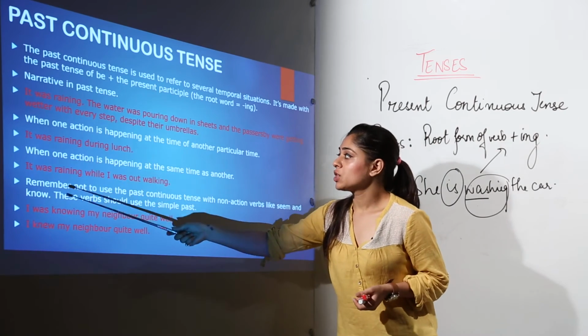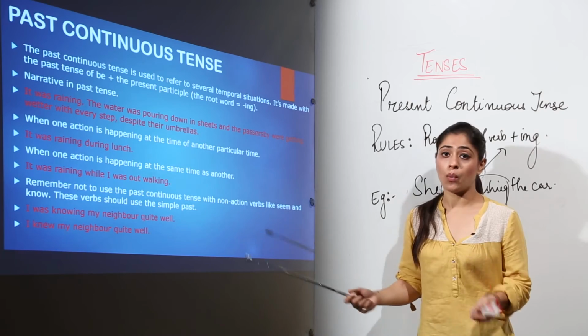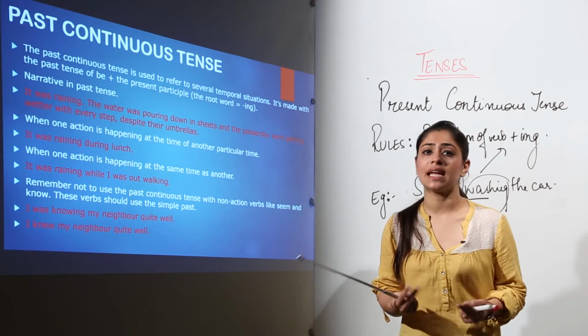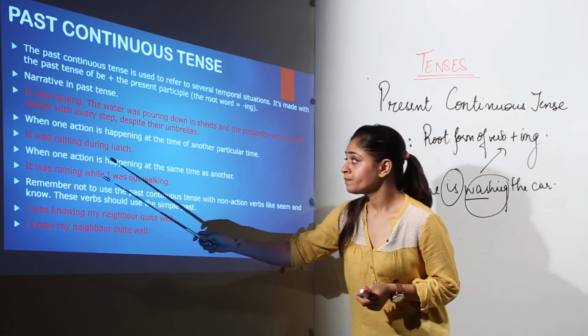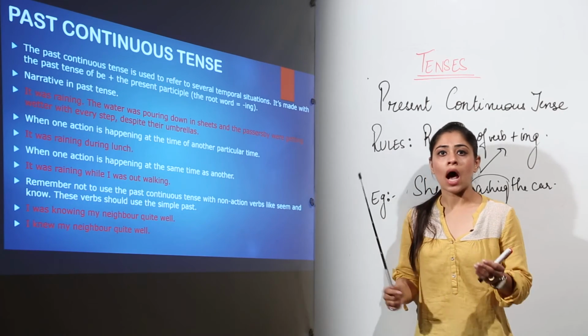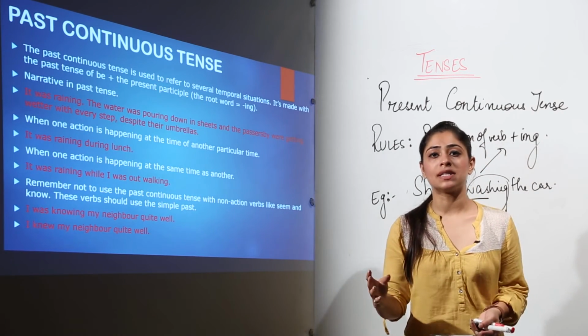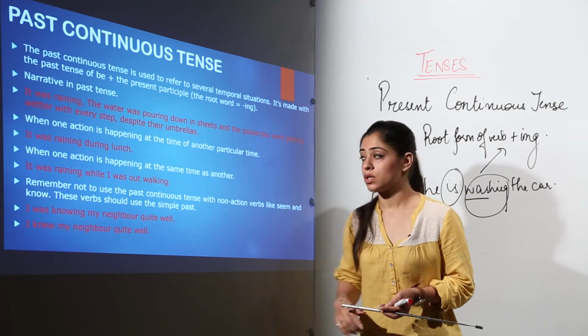The next implication goes with when one action is happening at the same time as another. When two actions are happening simultaneously, then we use past continuous tense. For example, it was raining while I was walking out. So now there are two actions taking place simultaneously. One, it was raining, and the other one is when I was walking out.